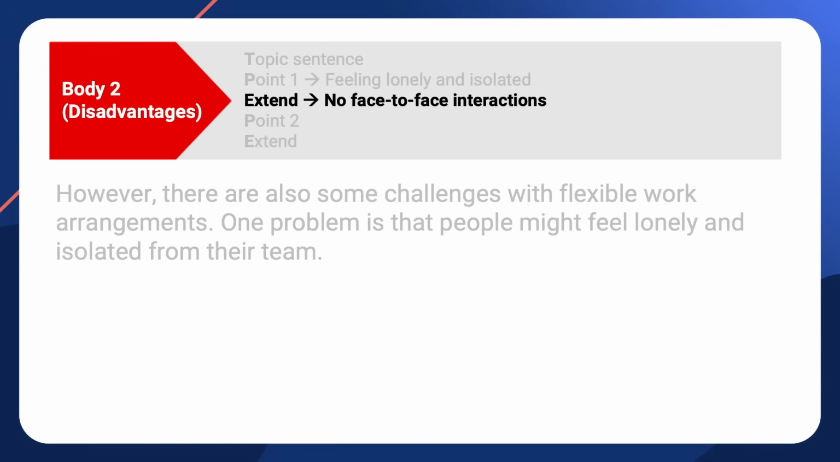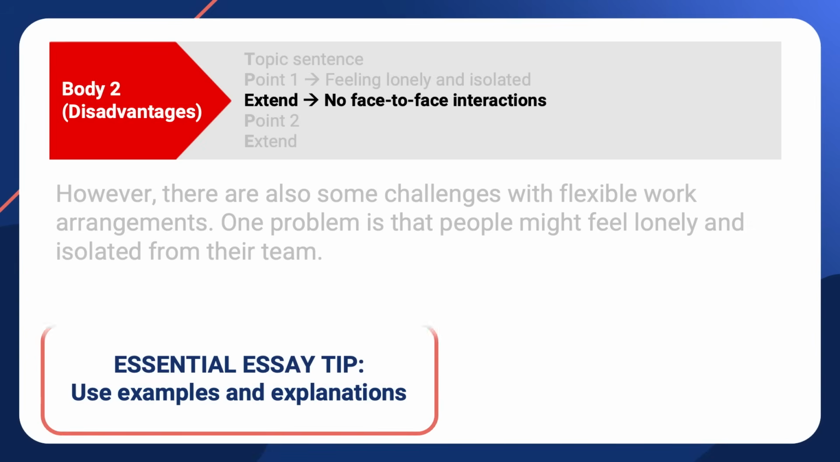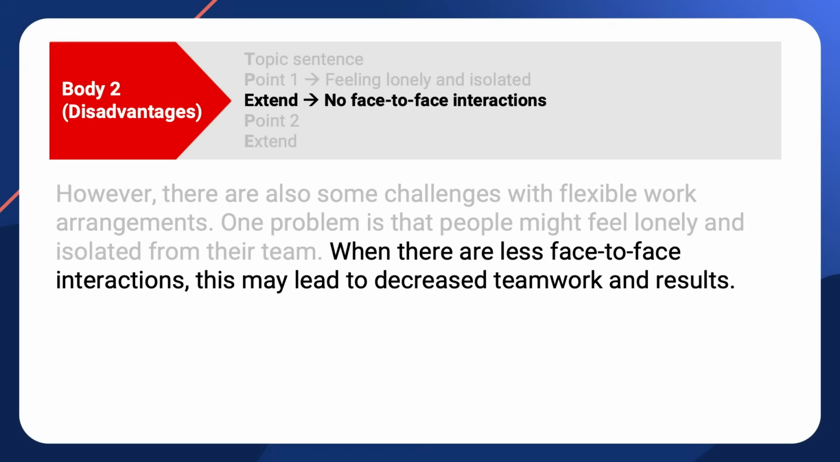Let's now extend this point about no face-to-face interactions. So we need to use examples and explanations here. That's an essential essay tip. How can we expand on this point about face-to-face interactions? Here's how I've phrased it. When there are less face-to-face interactions, this may lead to decreased teamwork and results. So when I'm thinking about my essential essay tip of using examples and explanations, I want to think about what would happen with this example or explain the example in more detail.